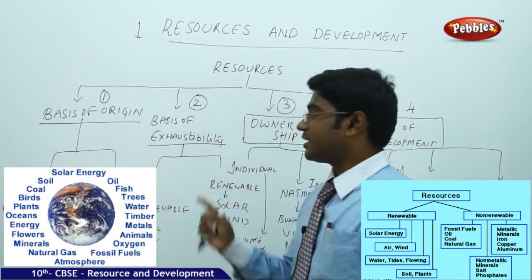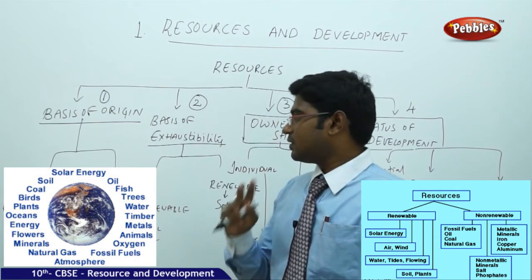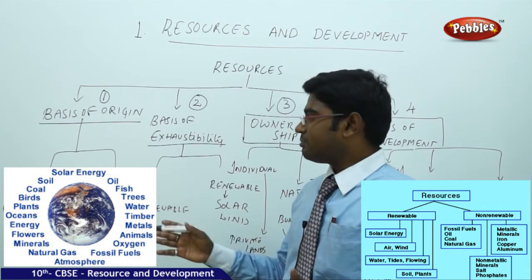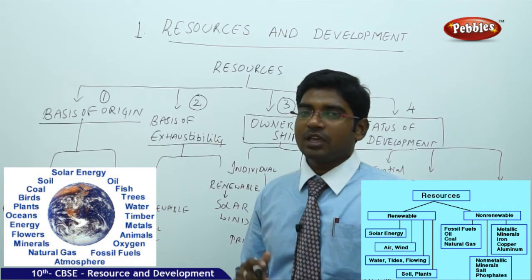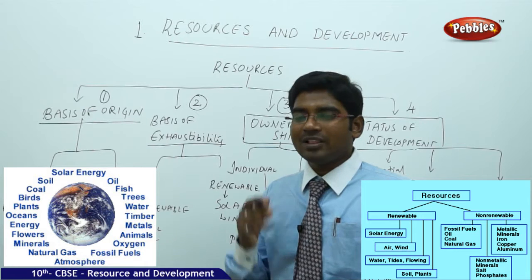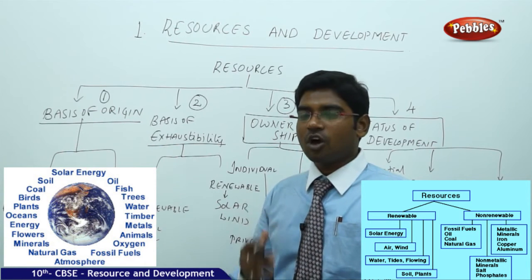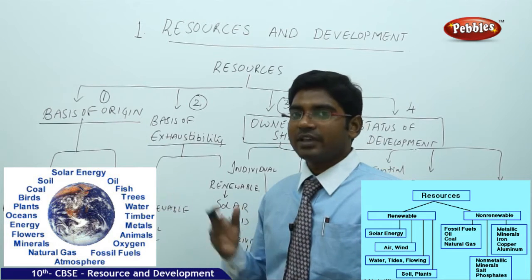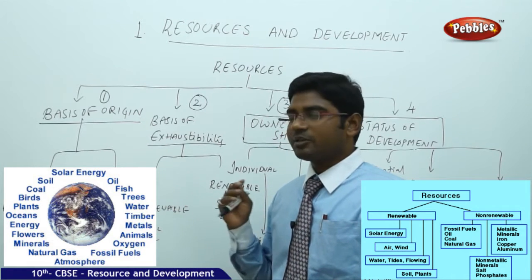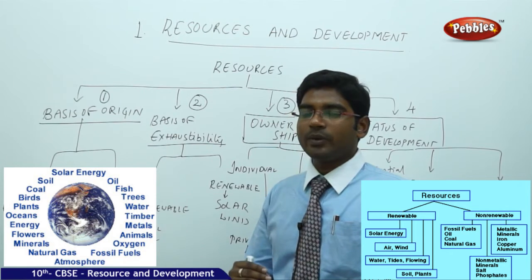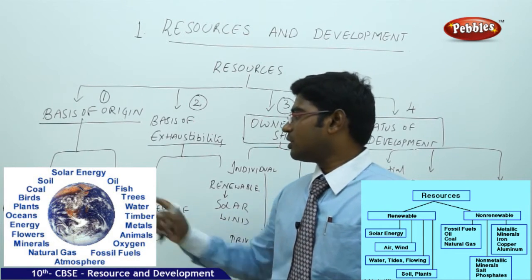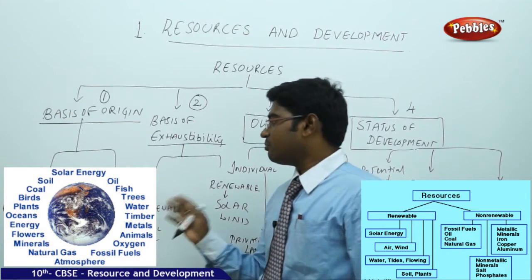Moving to the next category in the same basis of origin, the second one is abiotic. Abiotic is very simple, the complete opposite of biotic, where it consists of all the non-living things like rocks, metals, etc. So abiotic explicitly deals with all the non-living things available in nature. That is called abiotic: rocks and metals.